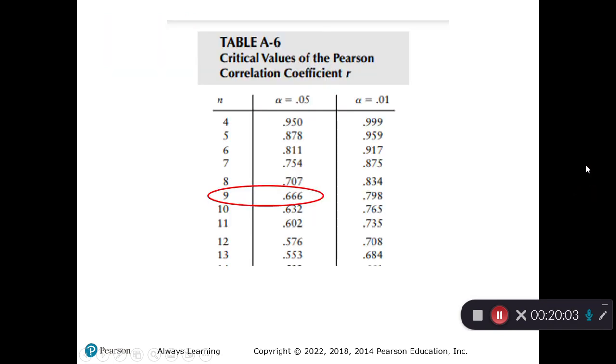So here's a little snippet of that table, table A6. It does go a lot further down, but I cut it so that I could magnify it and make it easier to read. In this table, we're going to find the correct sample size. In this example, we had 9 ordered pairs, so our sample size is 9. And using a significance level of 0.05, the critical value is 0.666. So that is what we're going to compare the R value that we found against.